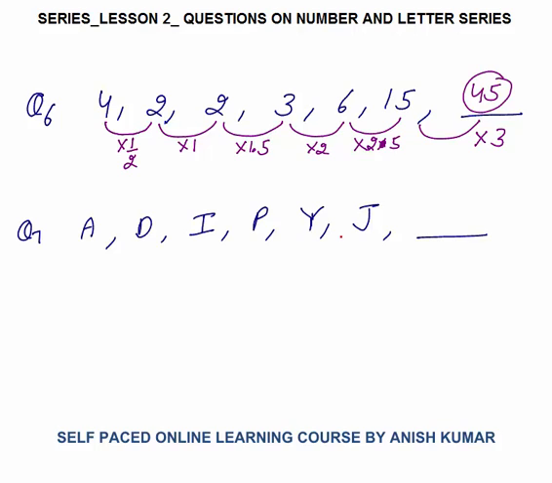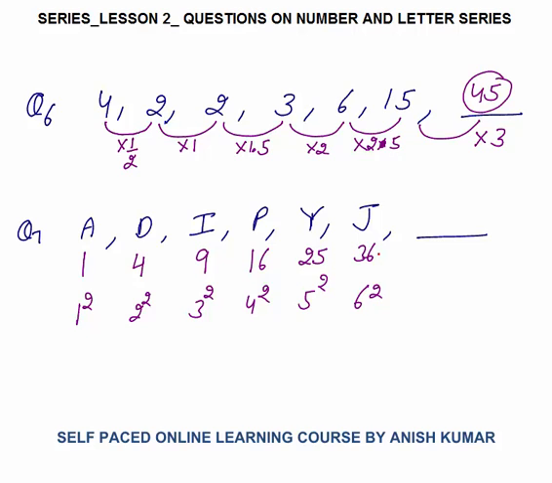Question number 7. Whenever alphabets come, you have to consider the number corresponding to that alphabet. So can I say this is 1, this is 4, I means 9. Why is I 9? Because of EJOTY, remember EJOTY, J was 10, so I is just previous to J. So this would be 9, then this is 16, Y is 25. Now what's the pattern? Can I say this is 1 square, 2 square, 3 square, 4 square, 5 square. So next term would be 6 square, that is 36.